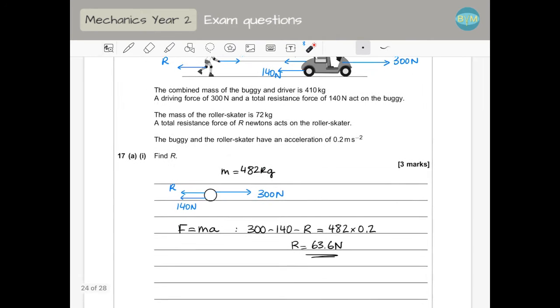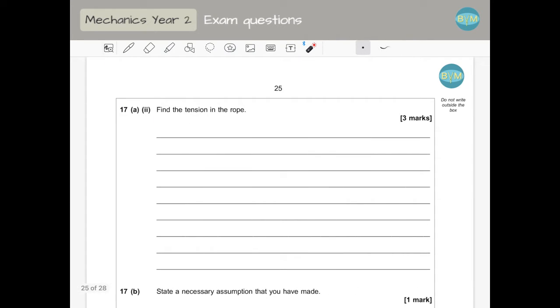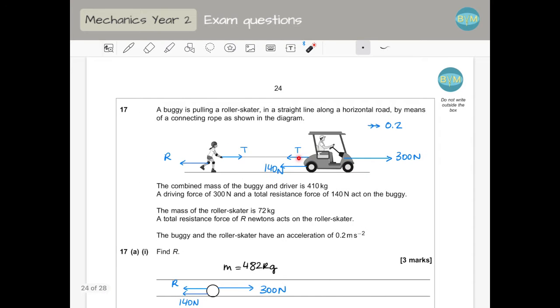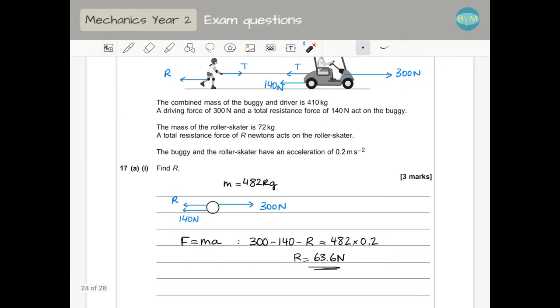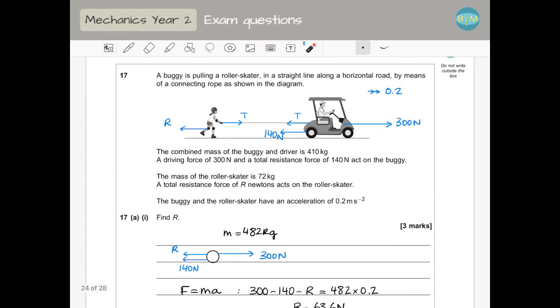So it's quite simple. Then the next part says find the tension in the rope. To find the tension in the rope, we are going to work with either the buggy or the roller skater. The roller skater is going to be simpler because it has only two forces, while the buggy has 1, 2, 3. But on this occasion, we have found out R, and it could be wrong. We could have made a mistake here. It's not, because I have checked the mark scheme, but in an exam it could be wrong. So I would be using the buggy instead because I know these numbers are correct.